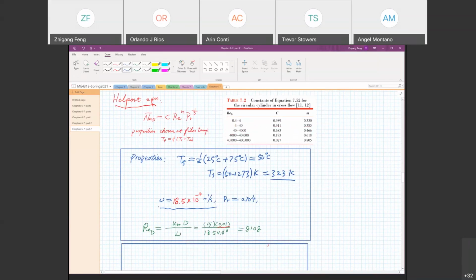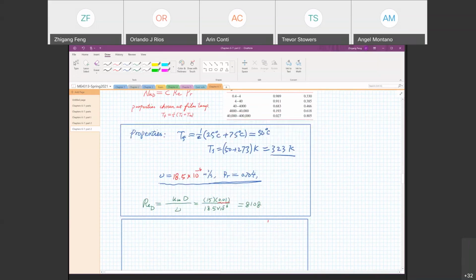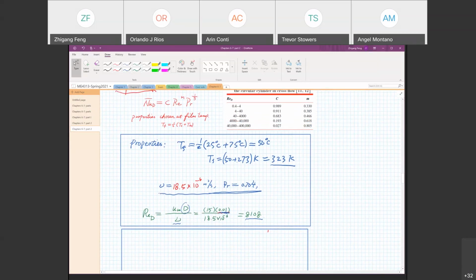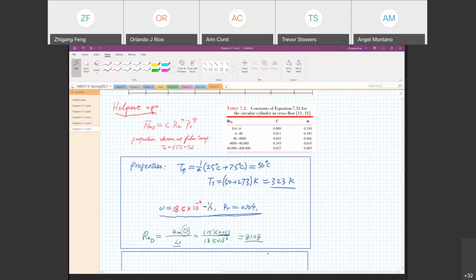So I did the calculation here. I found these thermal properties based on the film temperature, and then we can proceed to find the Reynolds number. For a circular cylinder, as I said, we choose the diameter as the reference length. Diameter is 0.01 meter. That's why I put 0.01. And the final Reynolds number is 8,108.